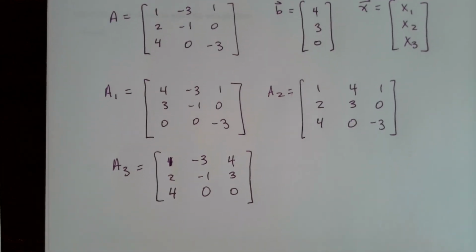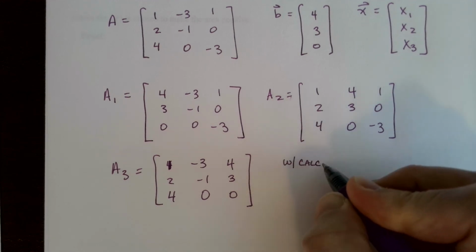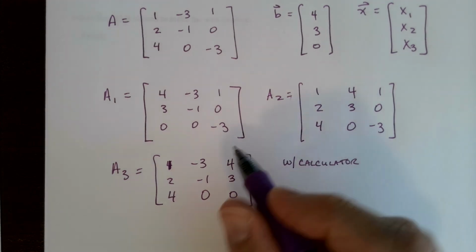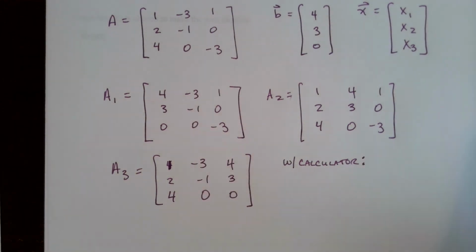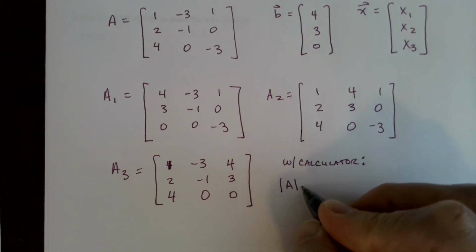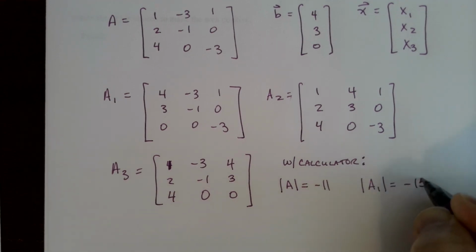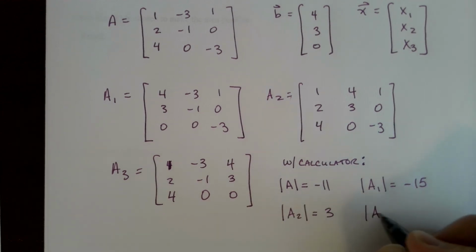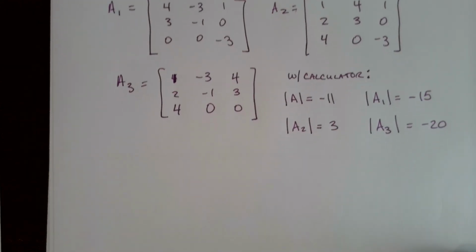All right. Now, here's what I would say with your calculator. As I said, don't use the inversion algorithm or cofactor expansion to find the determinant. I mean, you can if you want practice, but with a calculator, we can find these determinants. I find that the determinant of A is negative 11. The determinant of A sub 1 is negative 15. The determinant of A sub 2 is 3. And the determinant of A sub 3 is negative 20.